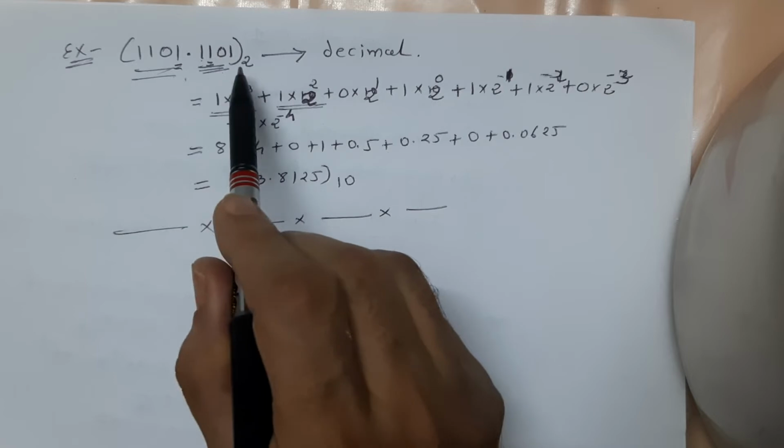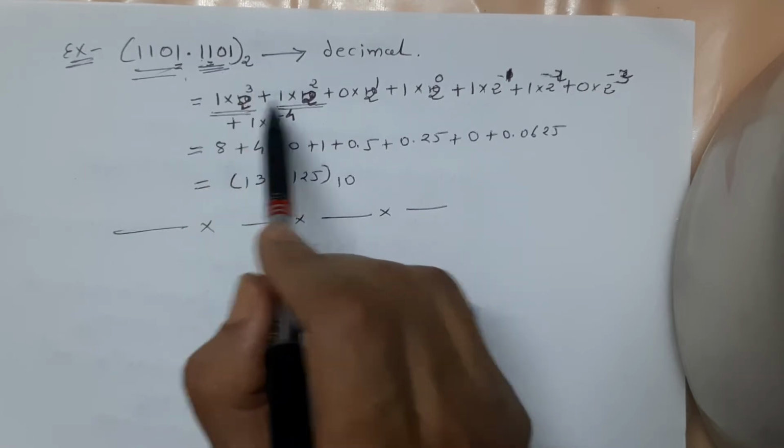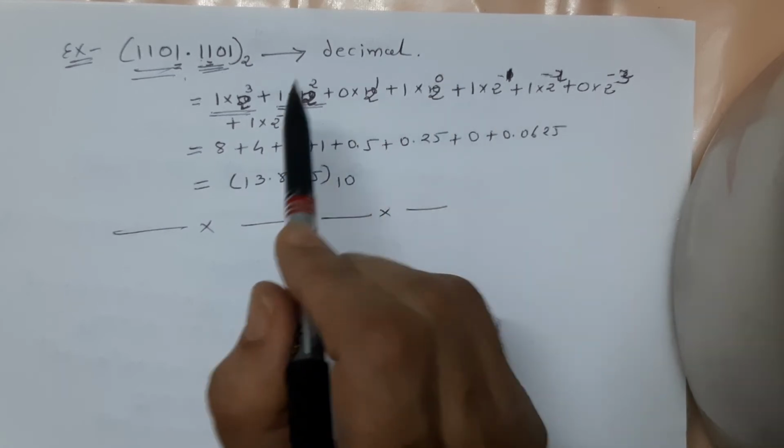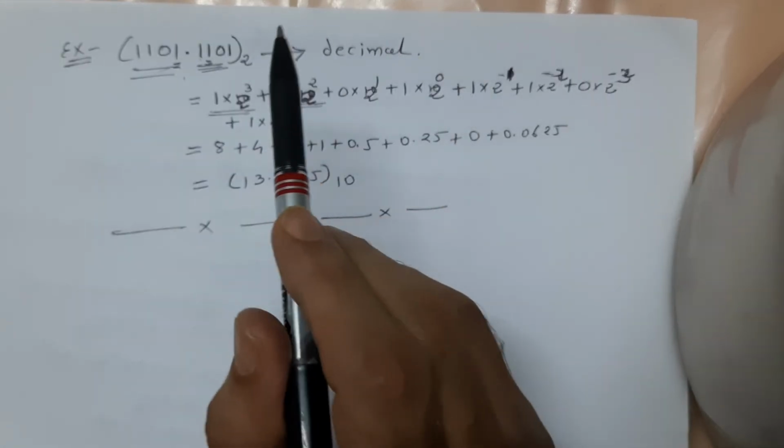See, this is your binary number, so we use only 2. This is not a decimal number. In decimal to binary we use 10. Okay.